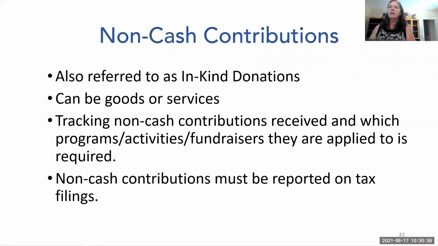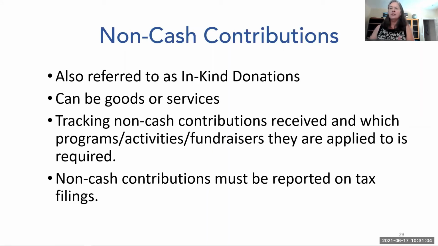Okay, so this is somewhat new. We've always been able to get donations of non-cash items. So this is asking for the local grocery store to donate cases of water to your jogathon, or asking for gift cards to make gift baskets at an auction.